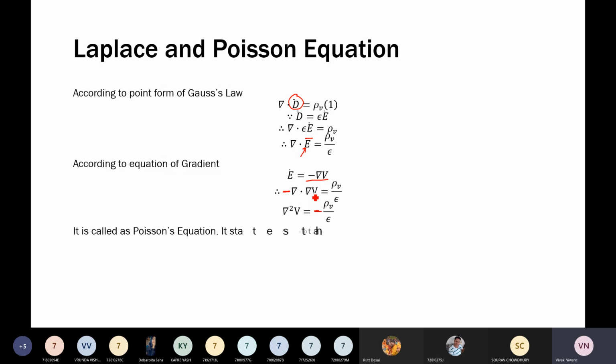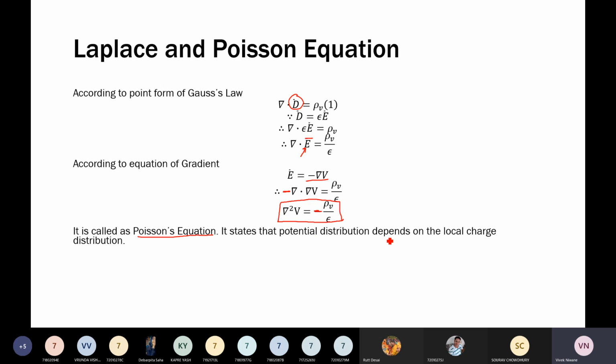We are looking at the mathematical explanation, and this explanation has been developed over a period of 100 years. So don't worry if you do not digest it, but yes, this is obvious: one term, we substituted the other term inside it. So whenever we say del square V is equal to minus rho v upon epsilon, it is called Poisson's equation.